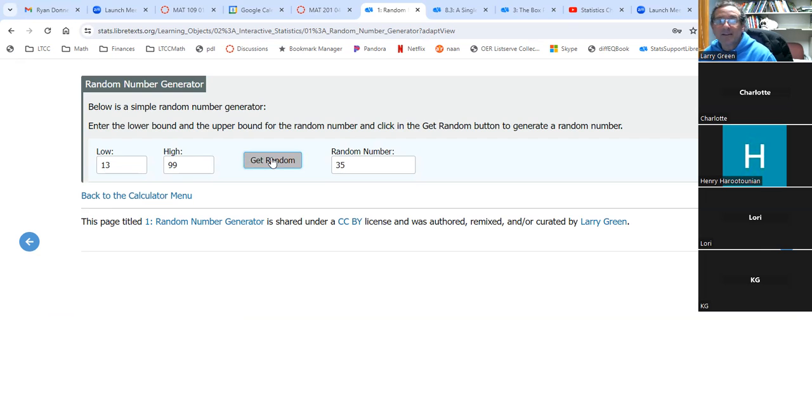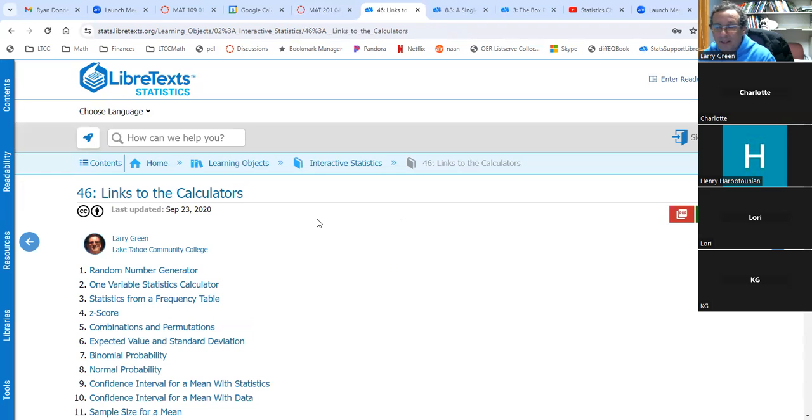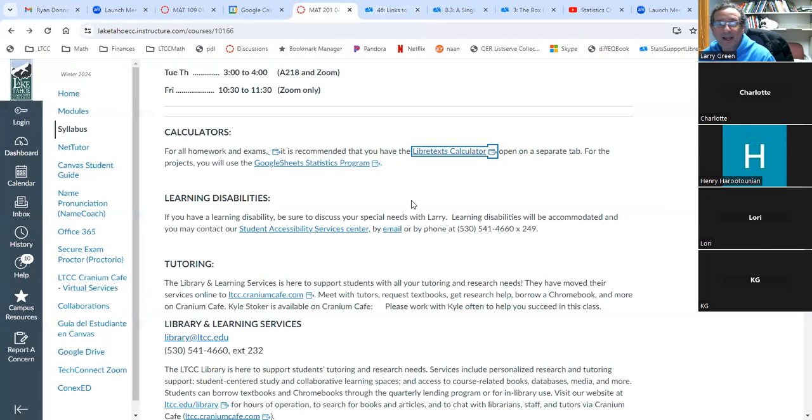So this is an example of the calculator. And you can go back to the calculator menu. This is the easiest one, by the way. If you think you can give me a random number off the top of your head, you're wrong. It means you need to take a psychology class, because humans don't have the ability to create random numbers in our heads. Computers do. So this is done by computer. That's just a note.